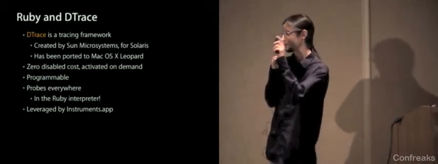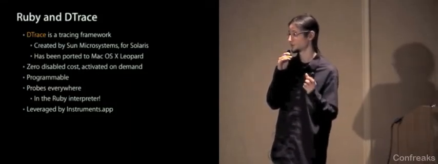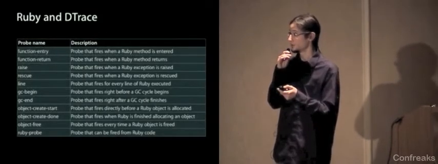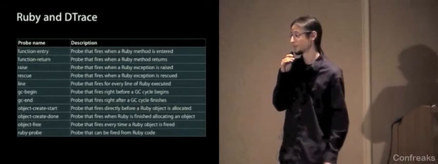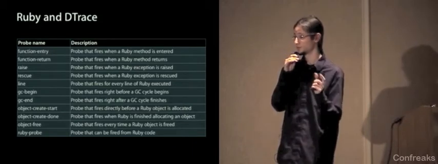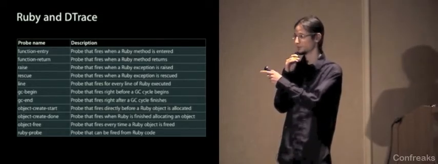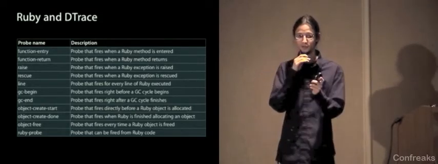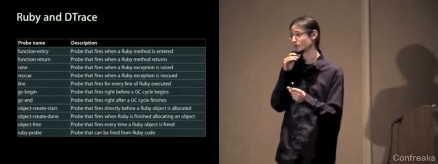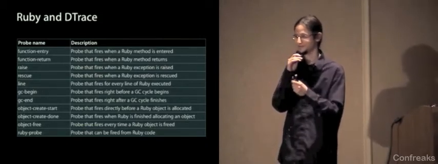And these are all the probes that are available in Ruby. So we can, for example, trace when a function is called or returned, when an exception is raised or rescued, every line of Ruby that is executed, when the garbage collection starts or ends, when an object is being created or freed. Oh, I have to say that this work was written by Joyent. I don't know if there are some Joyent employees in the room. No Joyent employees. But these guys rock a lot, and they did all the work. So we just took their work and put it in Leopard.